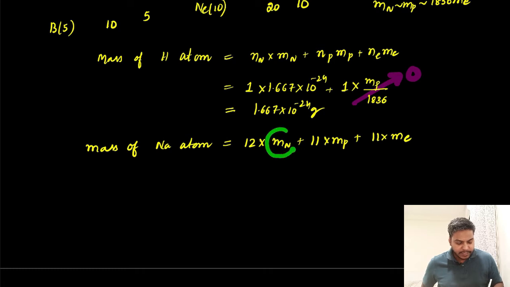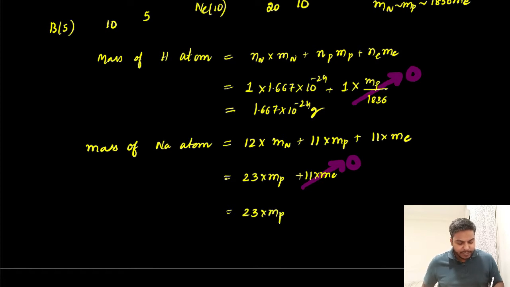And since we consider the mass of neutron and proton to be almost the same, we can write this as 23 times the mass of proton plus 11 into mass of electron. And this mass of electron is too small, so we can ignore this value. Therefore, we get 23 times the mass of proton. Okay. From here we can see this 23 is actually the mass number. So I can write this as A times the mass of proton. That would give us the mass of a sodium atom.